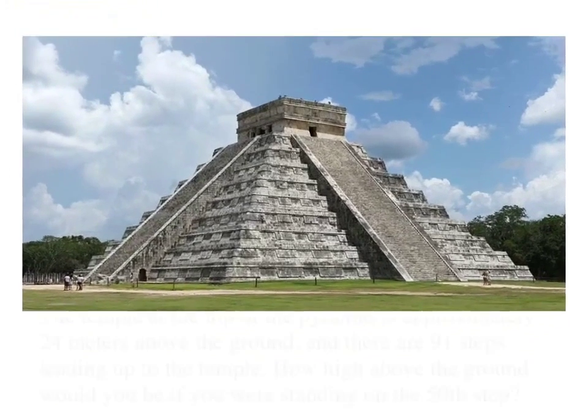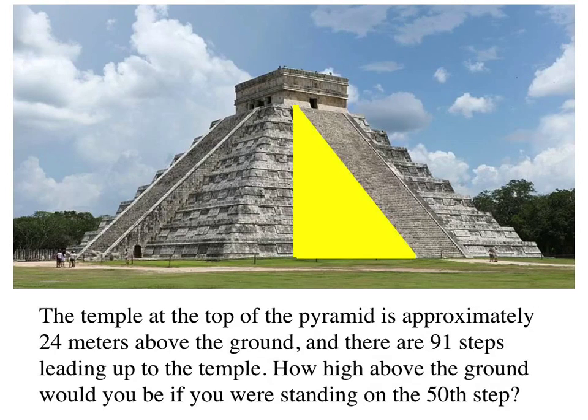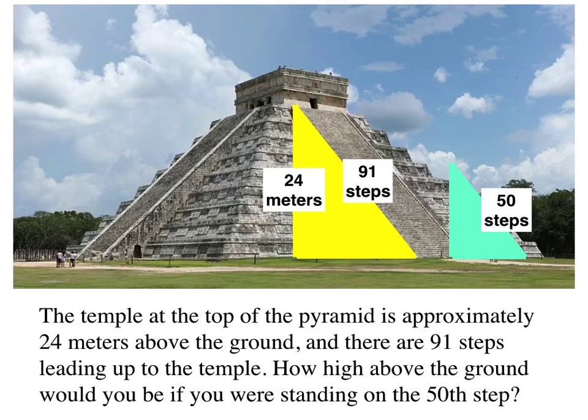So this is a pyramid, and the temple at the top of that pyramid is approximately 24 meters above the ground. And there are 91 steps leading up to the temple. And then obviously there's a floor, so it makes a triangle, right? If you are standing on the 50th step, how high above the ground would you be standing?